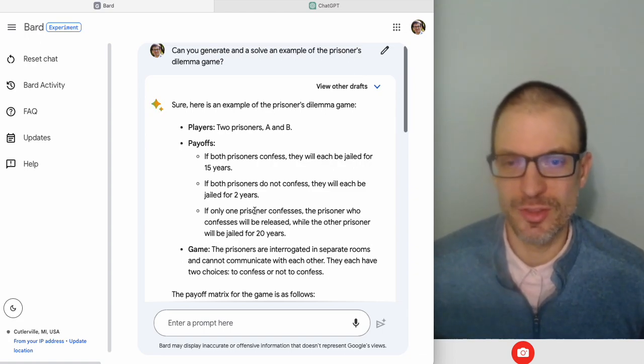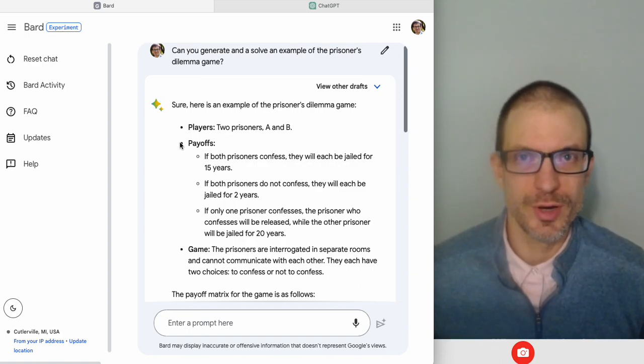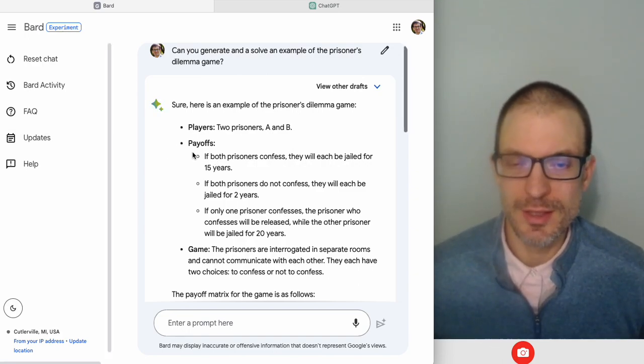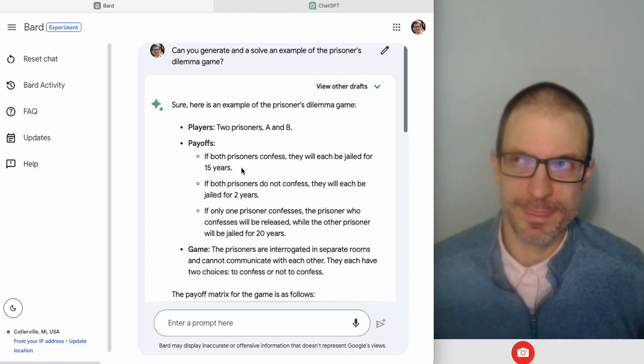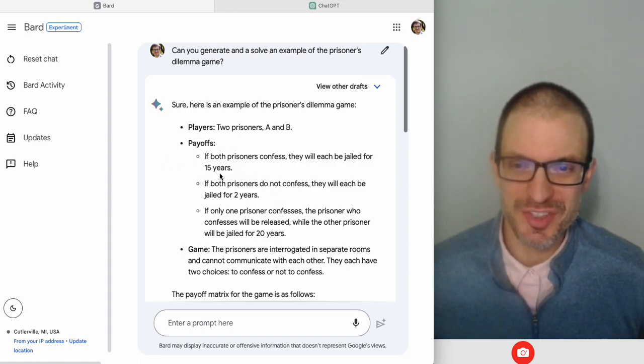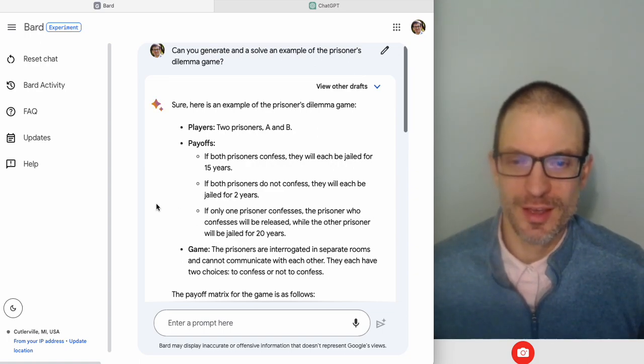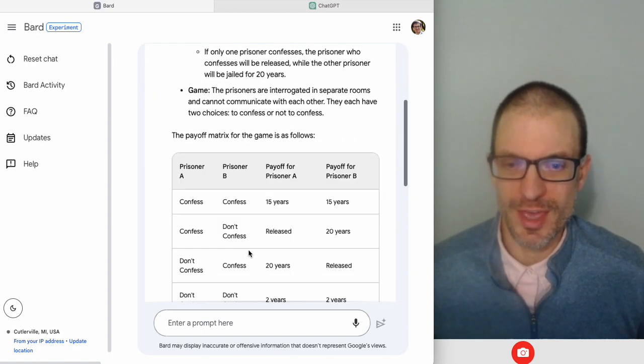Okay, so the way that I think of this payoff matrix, let's see what it does, is you have two players, row and column player, A and B. They have two strategies, confess or not confess, or usually it's cooperate or defect. So CC is going to be minus 15, right? DD is going to be minus 2, and then one will be released, so it'd be 0, comma, minus 20, right? And so let's see if it does that.